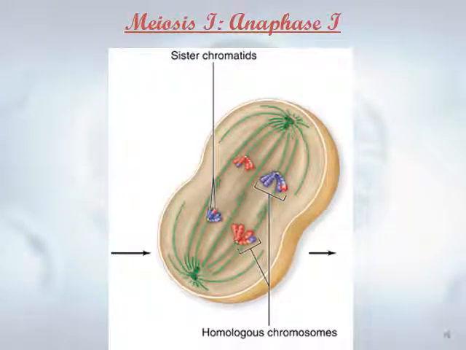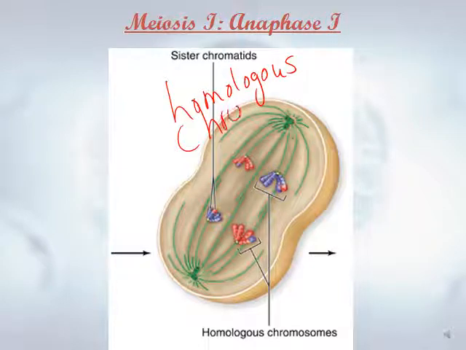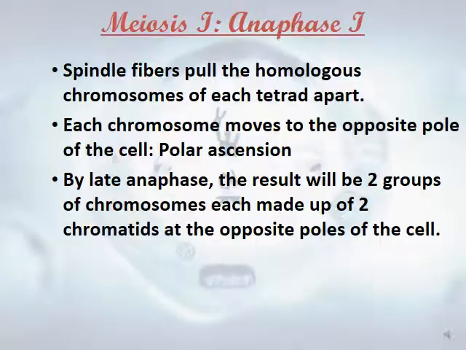Let's move now to anaphase 1. In anaphase 1, the spindle fibers will not pull the sister chromosomes, they will pull the homologous chromosomes of each tetrad. Okay? Each chromosome will move to the opposite pole of the cell, forming what's known as polar ascension, and here is the site of the crossing over. In late anaphase, we will have two groups, each made of two chromatids. A chromosome is made up of two chromatids, and they move to the opposite pole of the cell.